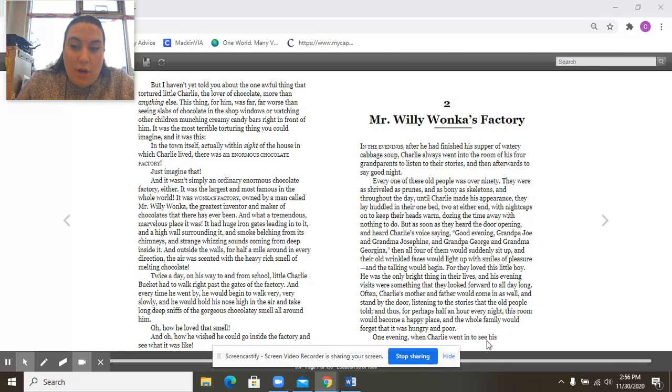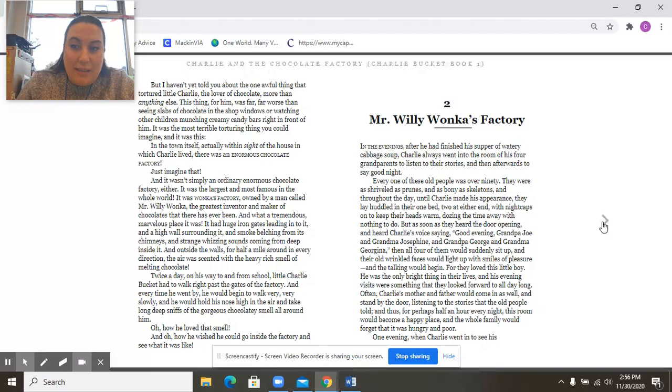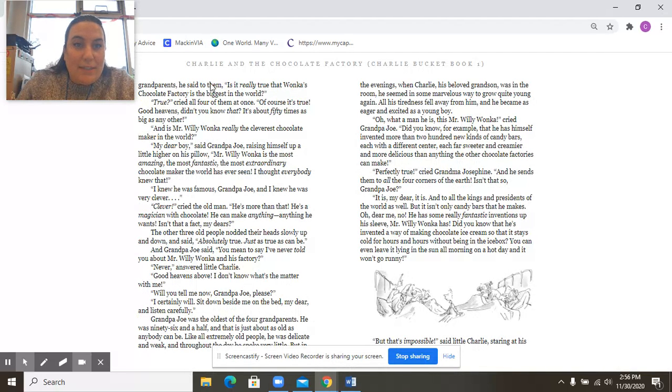One evening, when Charlie went in to see his grandparents, he said to them, "Is it really true that Wonka's chocolate factory is the biggest in the world?" "True?" cried all 4 of them at once. "Of course it's true.